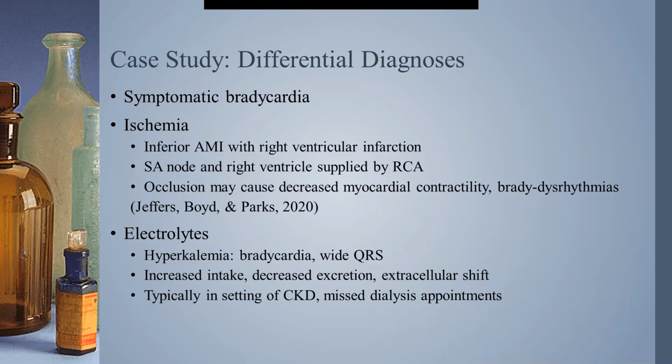Another differential would be electrolytes, as in hyperkalemia, which you would see in levels greater than 7.5, with bradycardia and wide complex QRSs. Hyperkalemia can be caused by increased intake, decreased excretion, and/or extracellular shift, typically in the setting of chronic kidney disease and missed dialysis appointments.